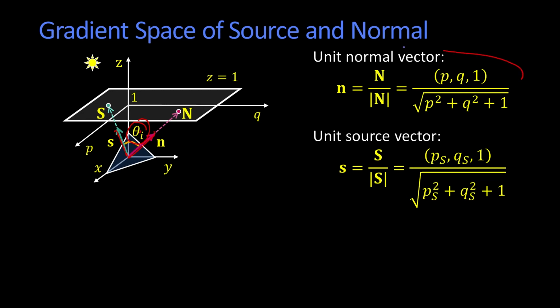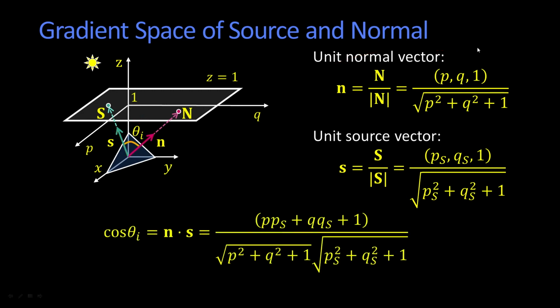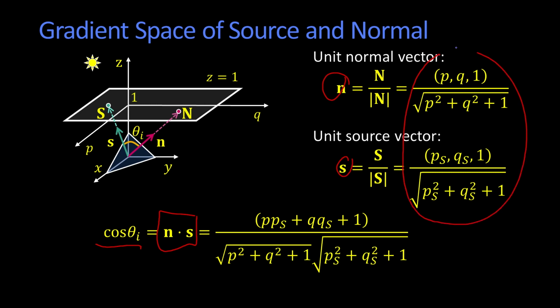Well, given all of this algebra, we can represent that cosine as follows, right? The cosine of that angle is just the dot product of those two unit normals. So it's the dot product of n and s, which is the dot product of these quantities, which is written right there. Okay? So that is the representation in PQ space of what the cosine of that angle is.